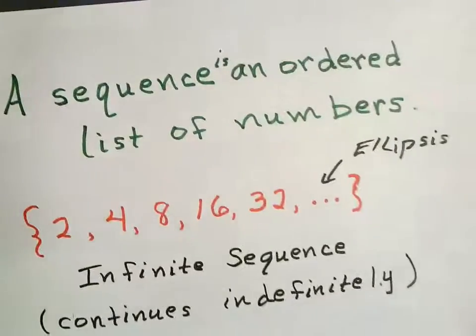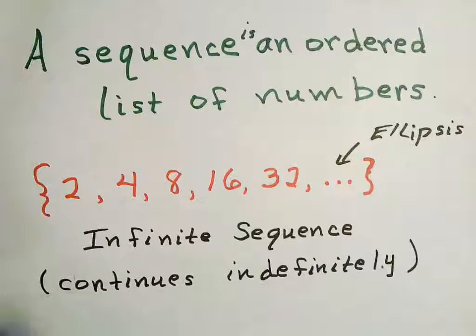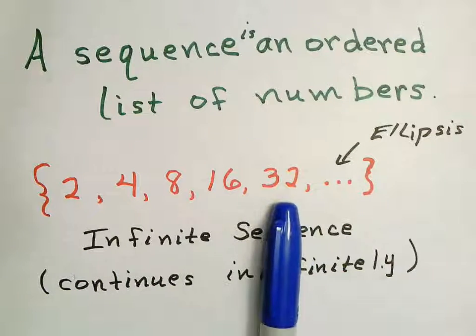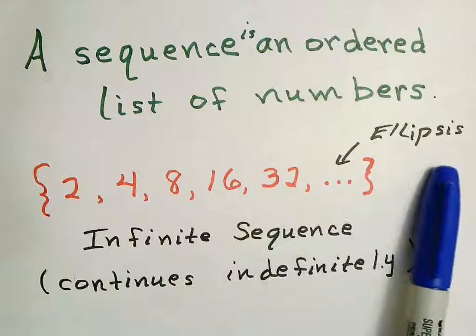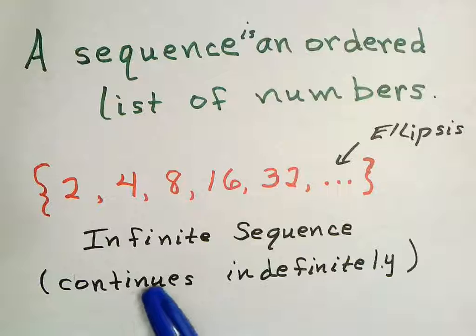A sequence is an ordered list of numbers. For example, 2, 4, 8, 16, 32, and so on. The three dots, the ellipses, indicate that we have an infinite sequence. That means that it continues indefinitely.